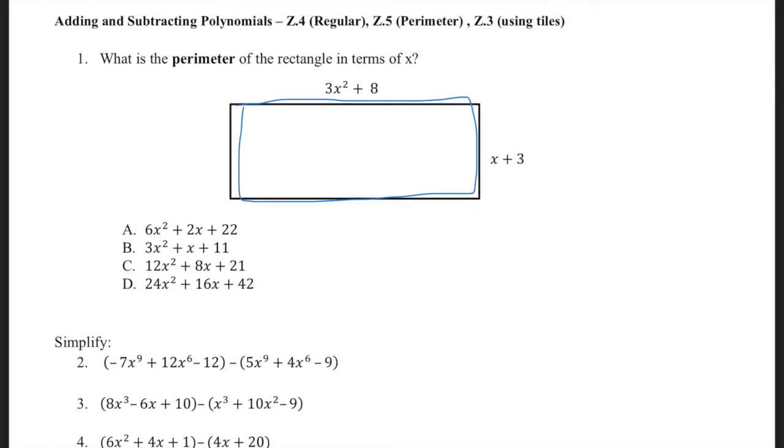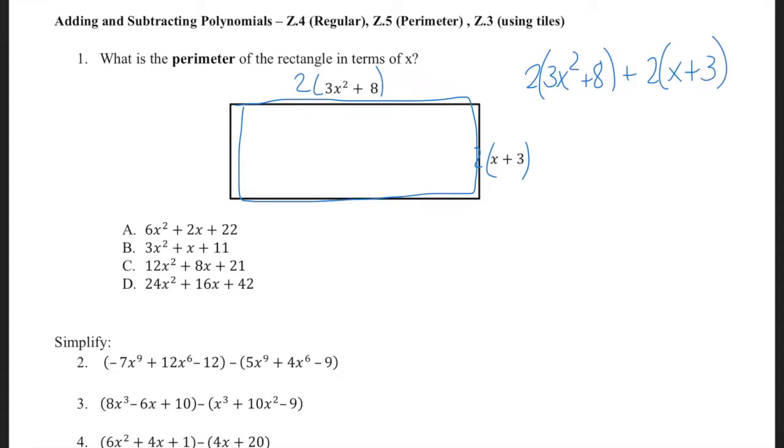You could say 3x squared plus 8 plus another 3x squared plus 8 plus x plus 3 plus another x plus 3. Or you could multiply each of them by 2. 2 of these plus 2 of these will equal the perimeter, whatever that is. All right. We don't know. We don't have an answer for the perimeter. We're just writing an expression for the perimeter. So 2 times 3x squared plus 8 plus 2 times x plus 3. That's going to give me all 4 sides.